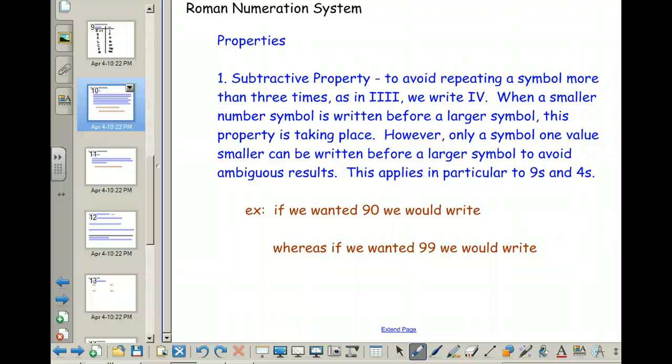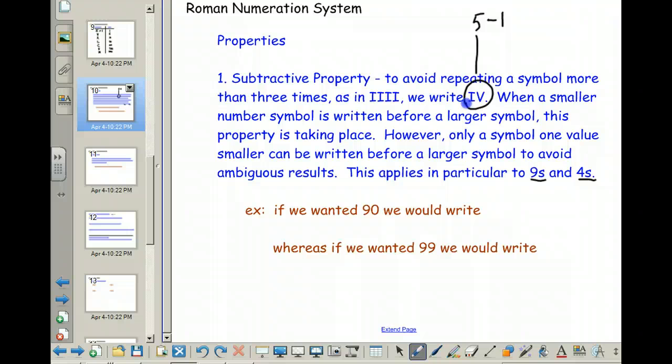What they would do is put a smaller symbol before a larger one, and it would mean that we subtract. So you see this, IV, and this is essentially saying that we have five, because the V, and then we subtract the 1 because the I comes before the V. You've seen that before. But it's sort of awkward because this only applies to 9s and 4s. I'm going to read this because I want you to make sure you're internalizing it. Only a symbol one value smaller can be written before a larger symbol.